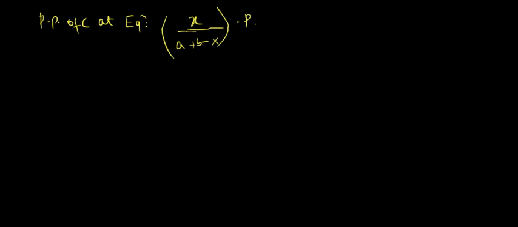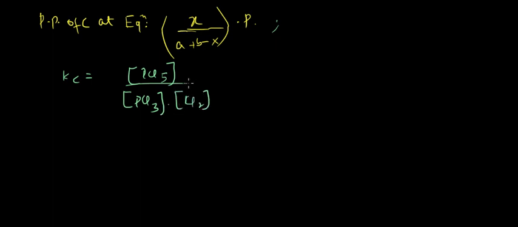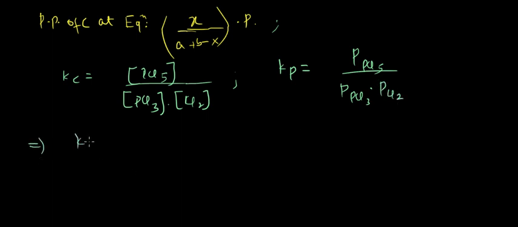Okay, so Kc in this case, if we calculate the Kc value, would come out to be concentration of PCl5 divided by concentration of PCl3 into concentration of Cl2, and Kp would be partial pressure of PCl5 divided by partial pressure of PCl3 multiplied with partial pressure of Cl2. So Kc in this case would be: the concentration of PCl5 at equilibrium, which is X upon V, divided by PCl3, which is A minus X divided by again V, and for Cl2 it would be B minus X divided by V.